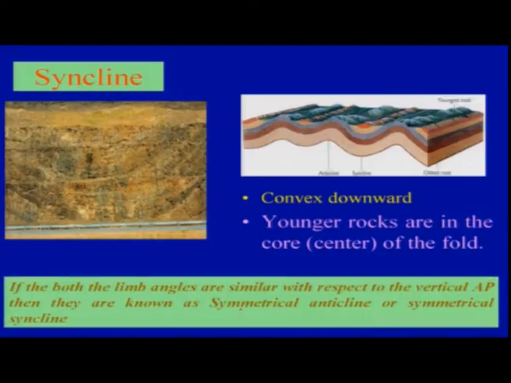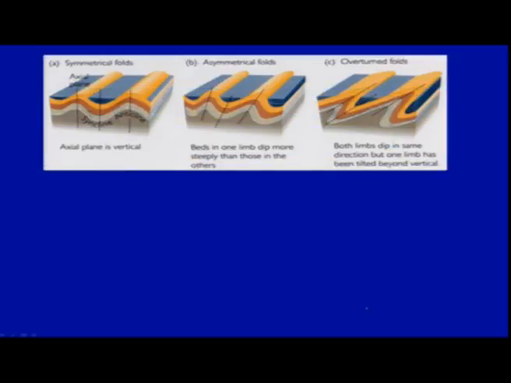So, if both the limb angles are similar with respect to the vertical plane, then they are known as a symmetrical anticline or syncline. But if the axial planes are inclined, then they are termed an asymmetrical fold, and with further inclination both the limbs dip in the same direction. Now, in an asymmetrical fold, beds in one limb dip more steeply than those of the other.